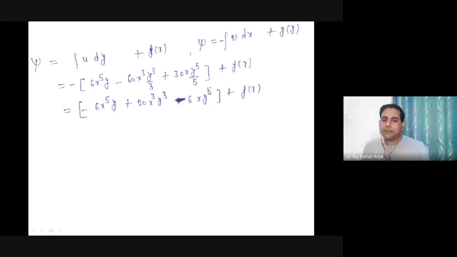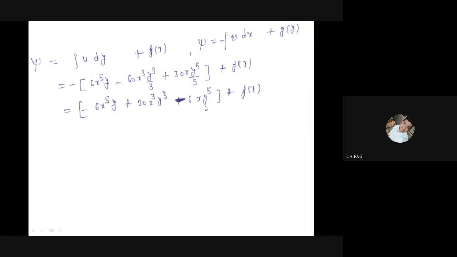If you integrate that, you are getting minus 6x^5 y plus 20x^3 y^3 minus 6xy^5 plus a function f(x), which we don't know actually. Okay?